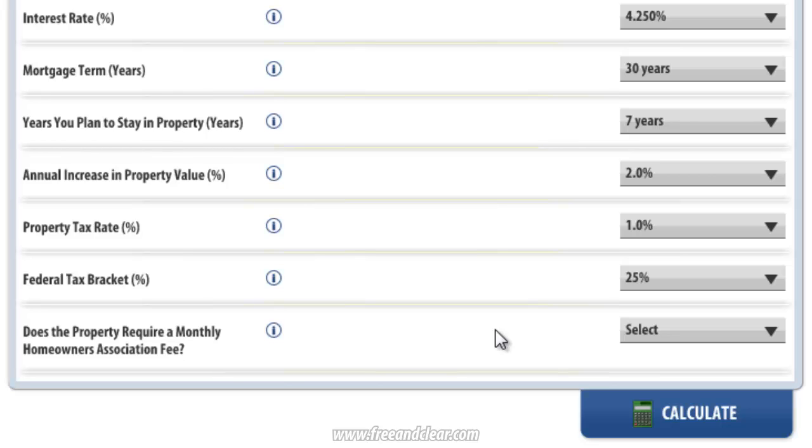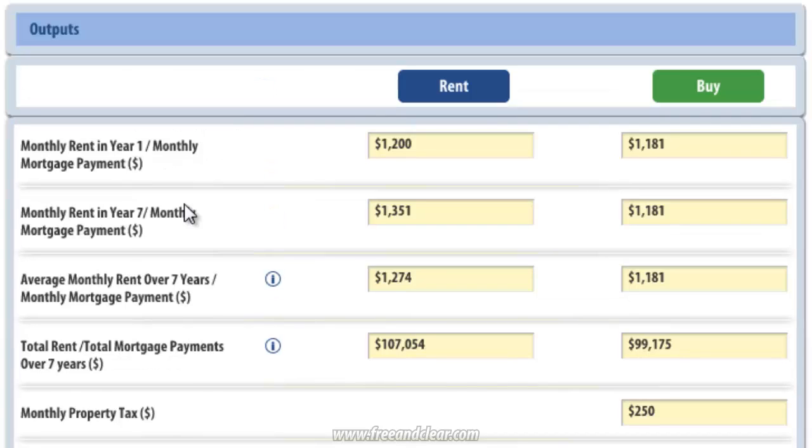In this case, I'm going to select no. We are not required to pay a homeowners association fee. We have submitted all of our inputs, and I'm going to click on the calculate button, which will produce our outputs. There are a lot of outputs, so I'm going to address them in groups.